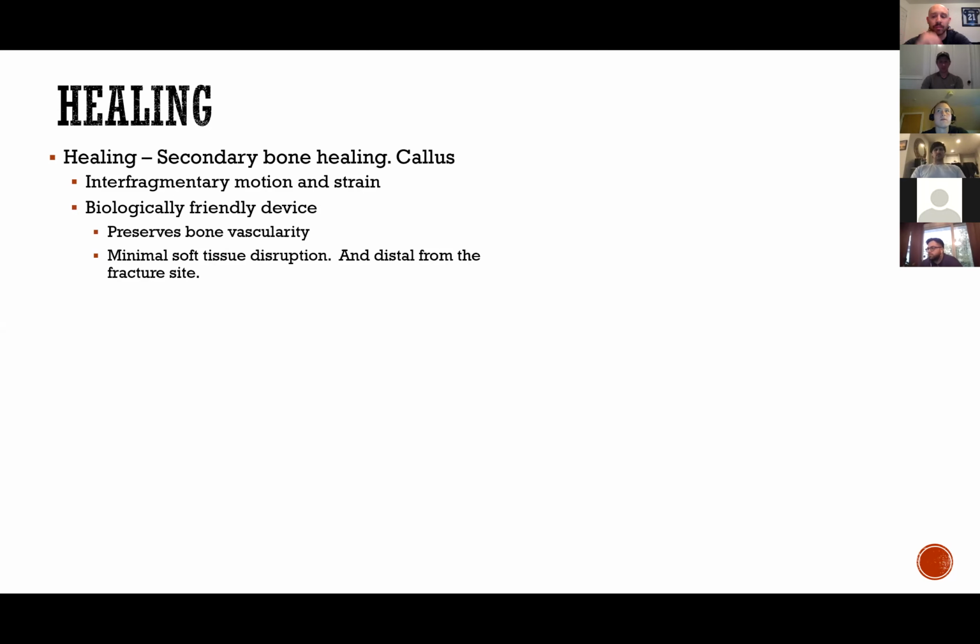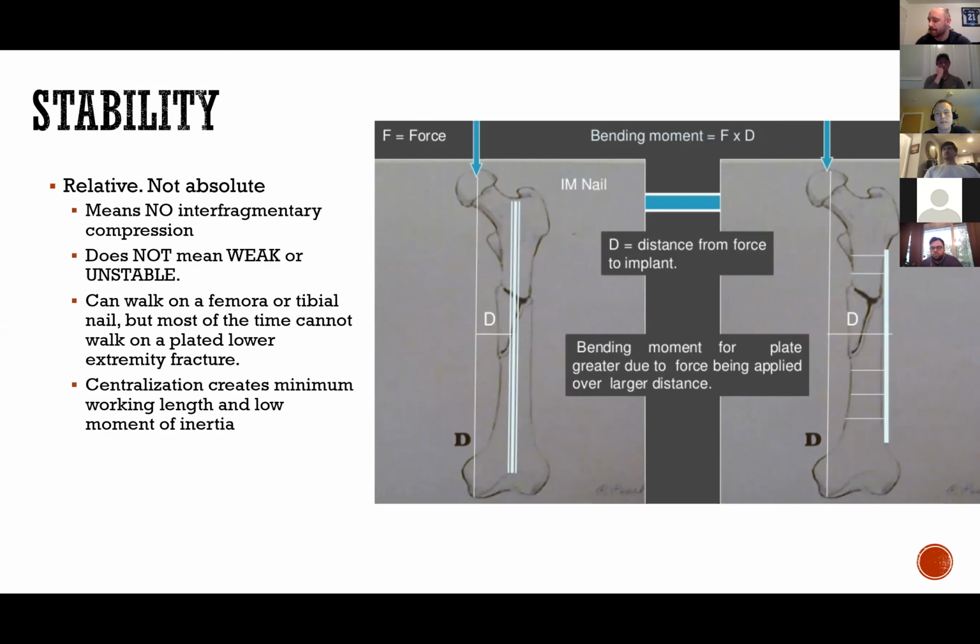Sorry to interrupt you one more time. Sure. We just got a question of why do we avoid compression with these nails? Excellent question. So if you think about, I wonder if there's a good illustration I can use.